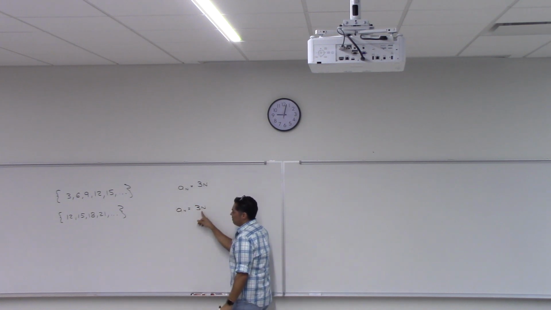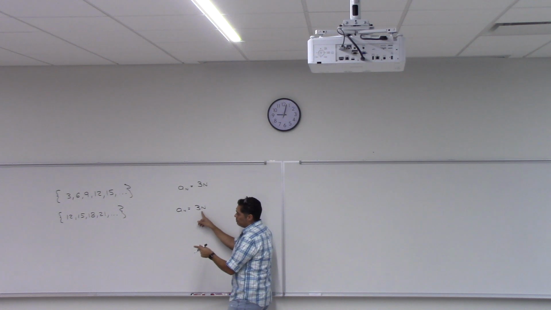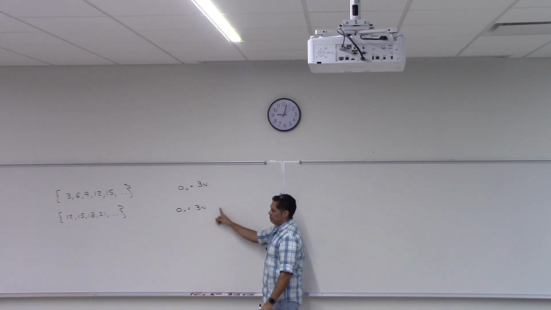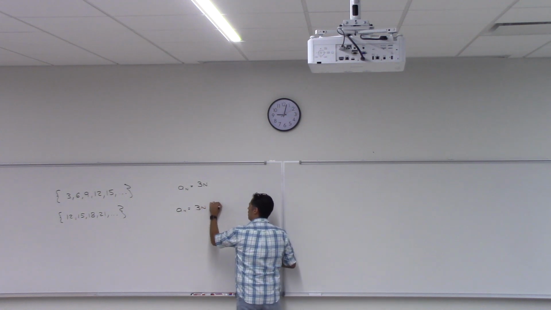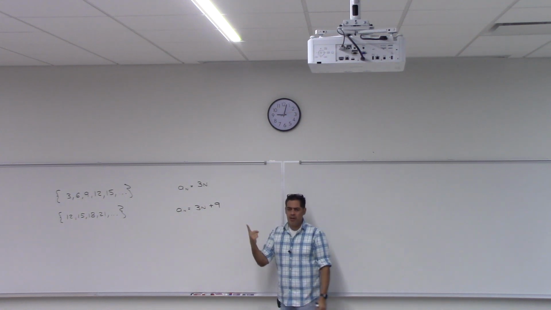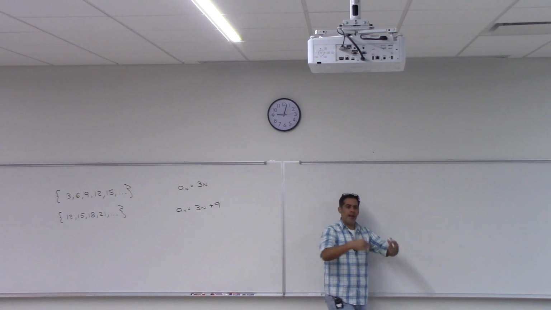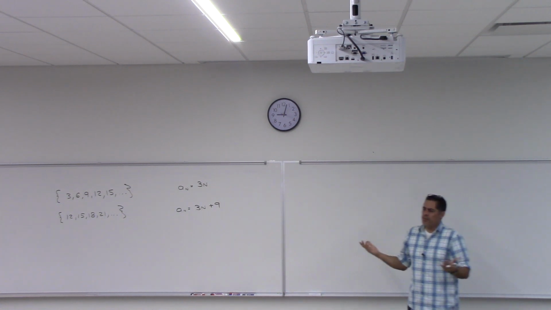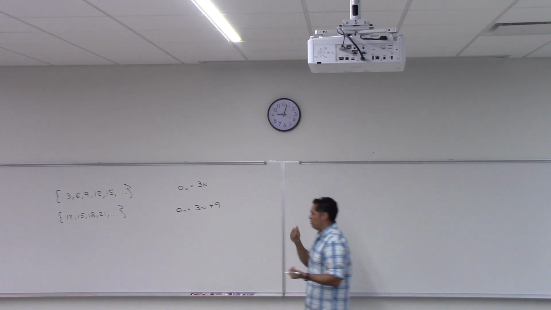I know that they're multiples of 3, but I need to start at 12. So what do I add to this or subtract? Add 9. Add 9. And that way when you plug in 1, you get 12. And then you know from there on out they'll keep going up by 3. Understand? And we can do this for any multiple, anytime we have multiples.